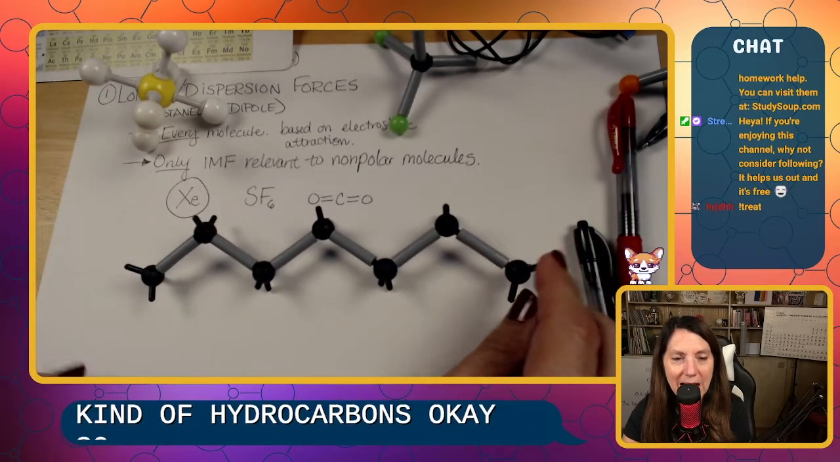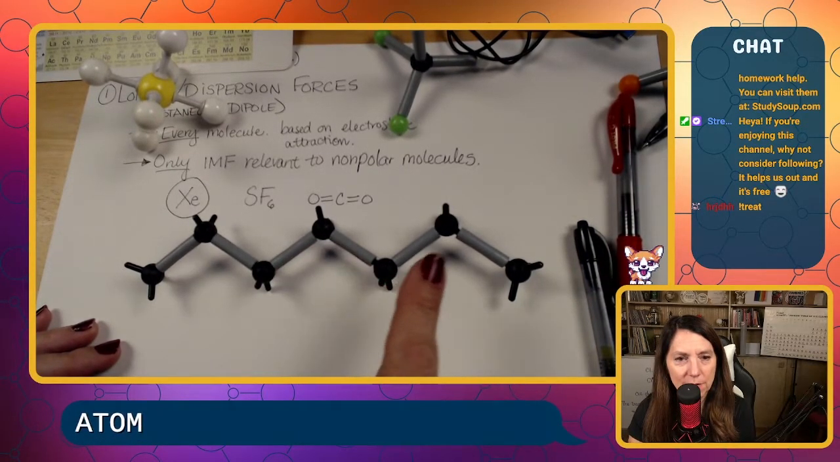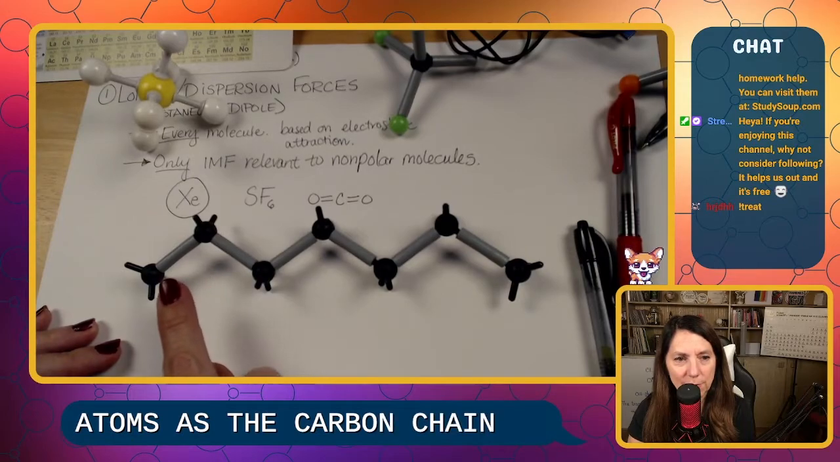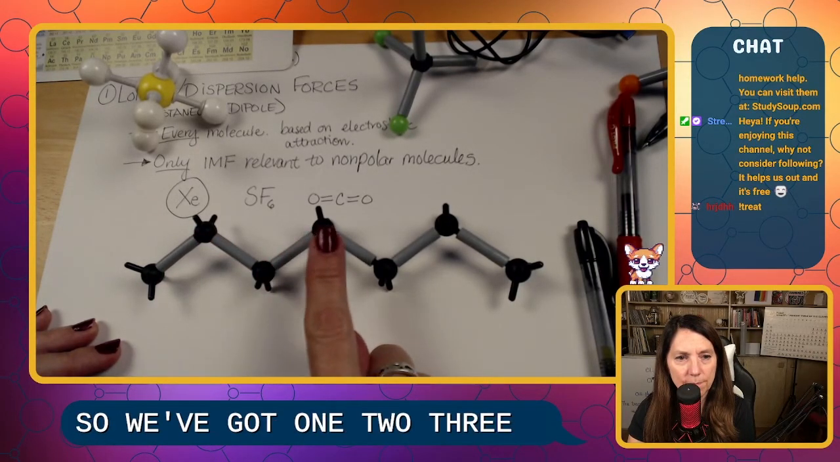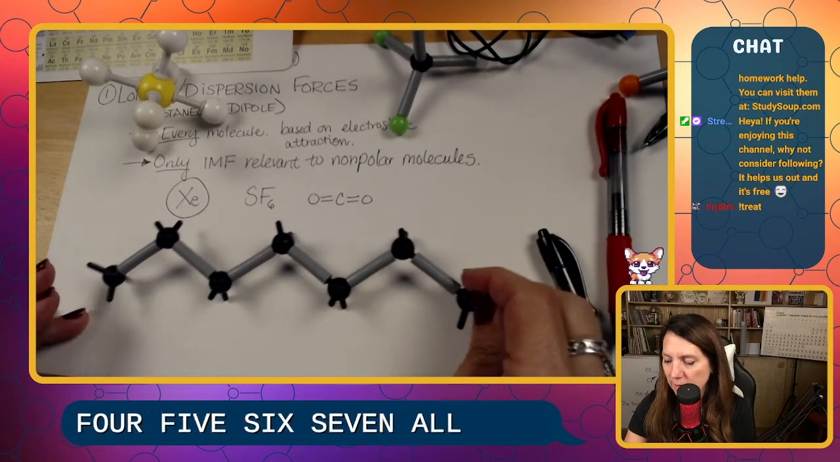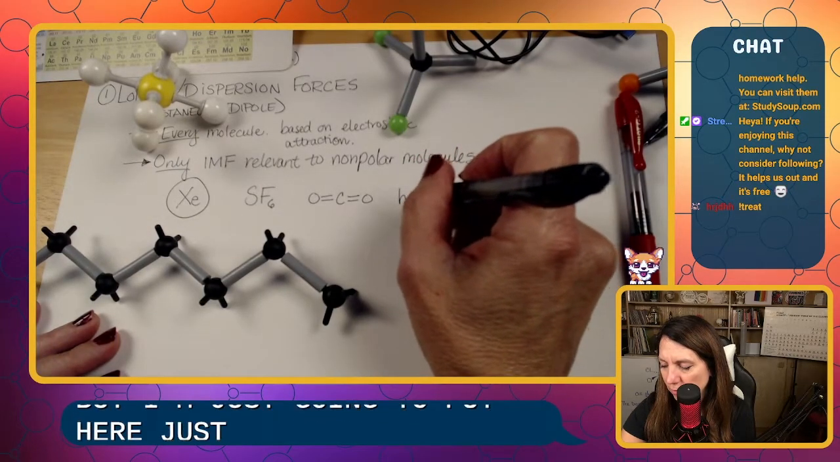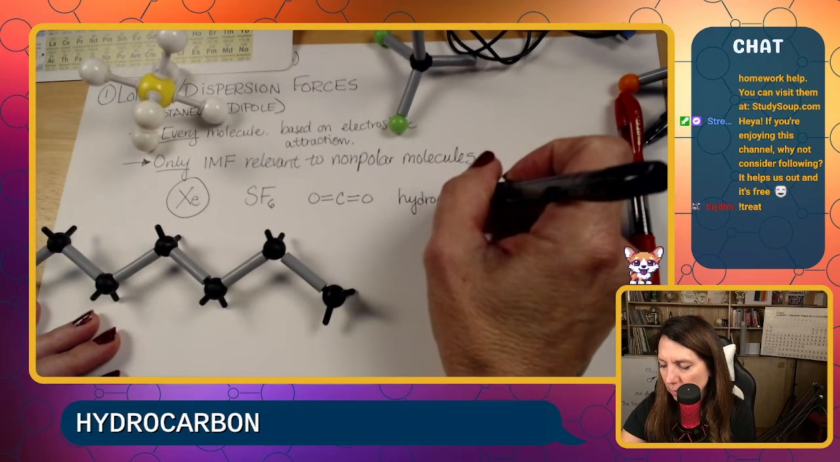Okay, so this is an alkane that I have here. These are carbon atoms, and this is a carbon chain. So we've got 1, 2, 3, 4, 5, 6, 7. All right. This is heptane. Okay, but I'm just going to put here, just in general, hydrocarbons.